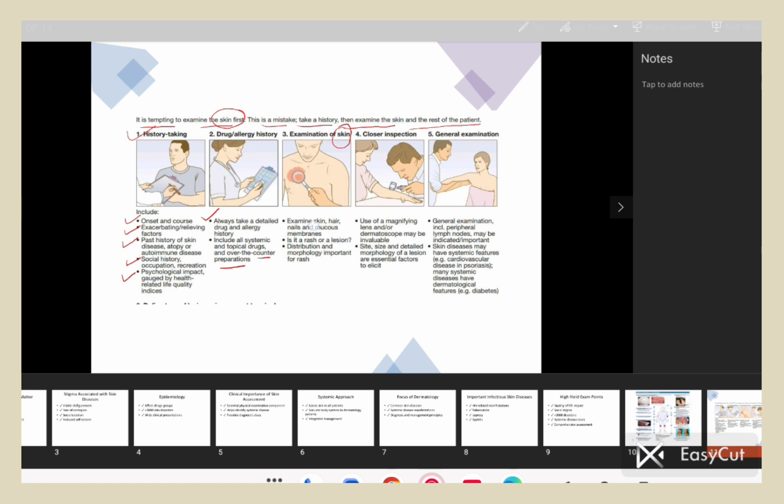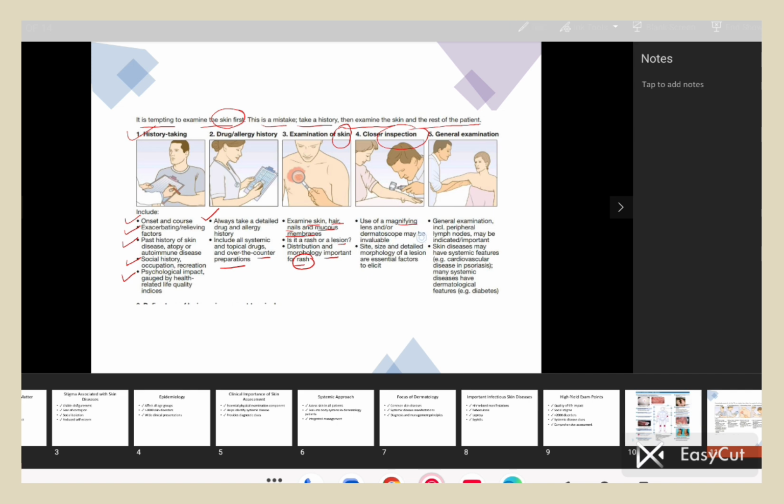We have to examine skin, hair, nails, mucous membranes. Is it a rash or a lesion? The distribution and morphology are important for a rash. We have to check all these while examining the skin of an individual. Then for closer inspection, use the magnifying glass or lens.